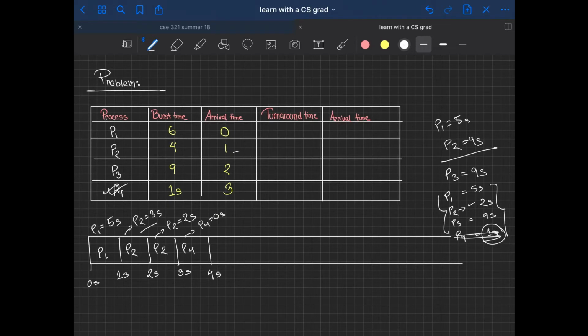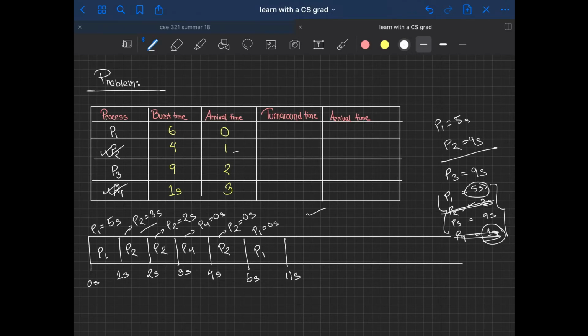Among these three, which one is the smallest? P2. As there wouldn't be any processes coming into our RAM, P2 would work for the remainder of its time. So that would be 6 seconds. P2 wouldn't have anything remaining, so we're done with P2, right? So we have P1 and P3 left. Among these, P1 is the smallest one. So P1 works for 5 seconds, which would make it 11 seconds, and P1 wouldn't have anything remaining.